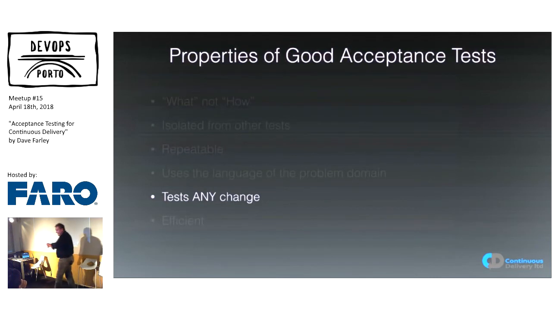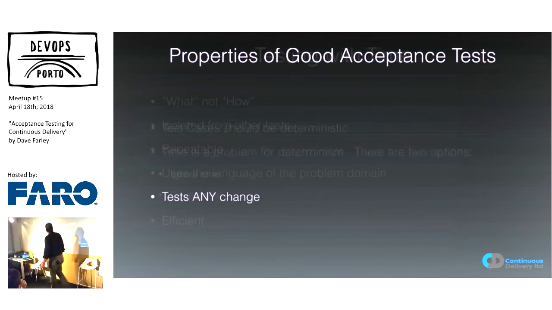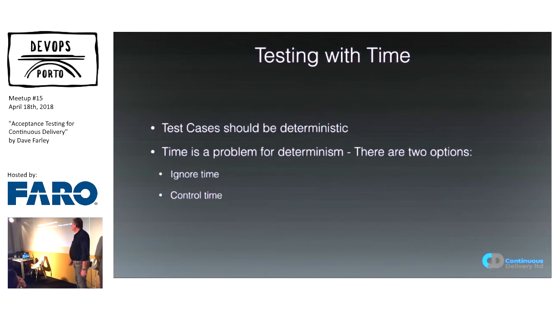We want to be able to test any change. So test cases should be deterministic, and one of the classically difficult things in trying to make test cases deterministic is time, because time is just moving on all of the time. And really, I think there are only two strategies that you can employ when it comes to time. You can either ignore it. If your system doesn't care about time very much, you can blank it off and not compare the time values when you're looking at results. Or you take control of time as part of your testing strategy.